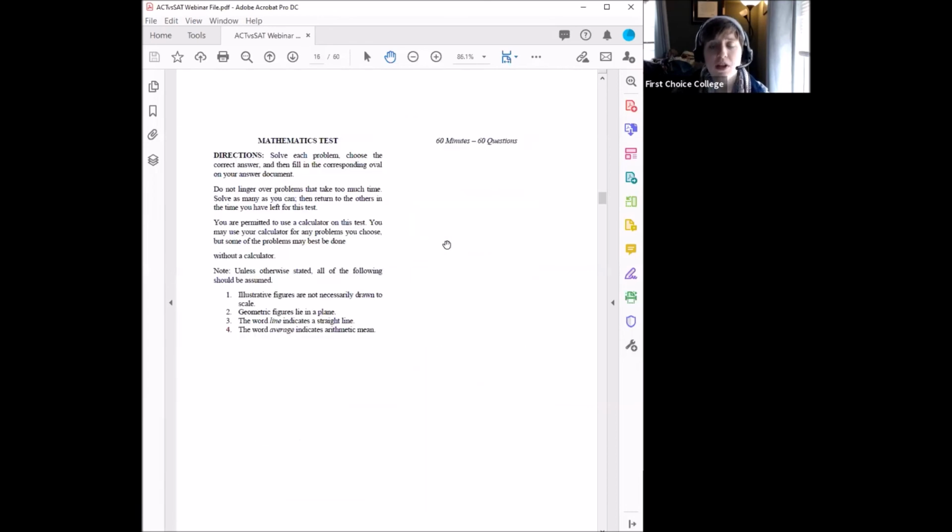So the math test, this is what they get to see for the ACT, right? On the ACT math test, a quick note that figures aren't necessarily drawn to scale. Things are in a plane, a line is a straight line, average means the arithmetic mean, and that's it. That's all the details, right? So there is no extra information to help them, so they need to know all of that.